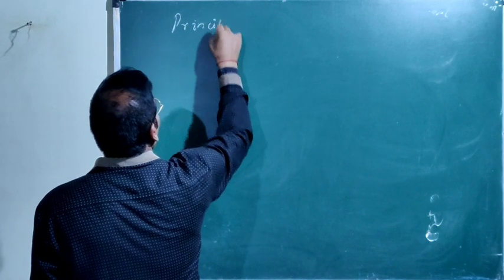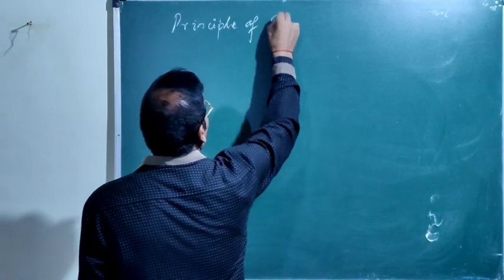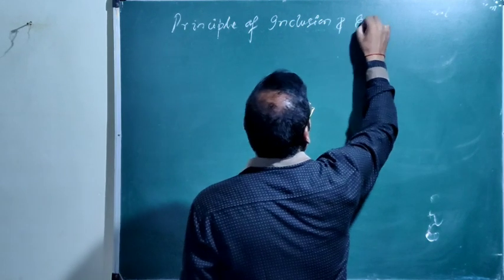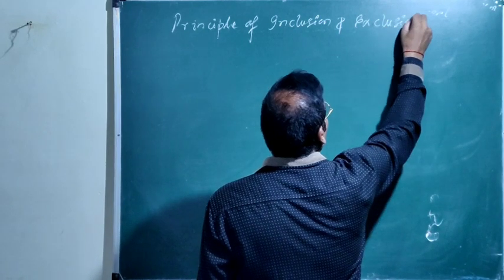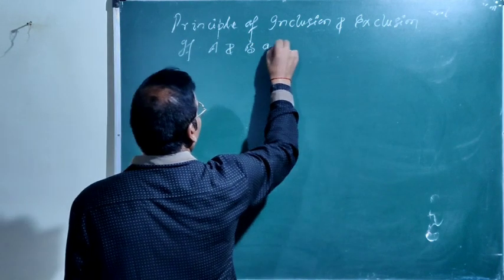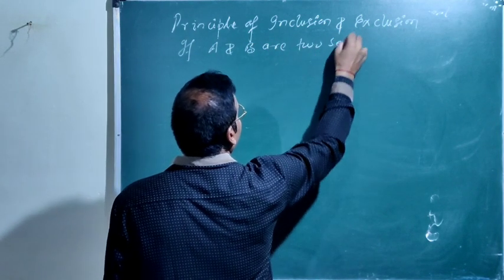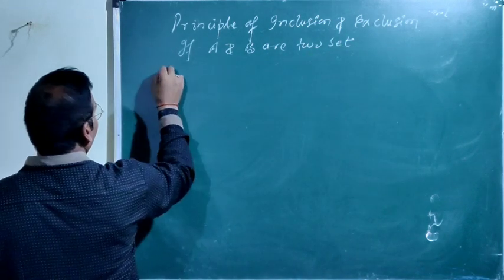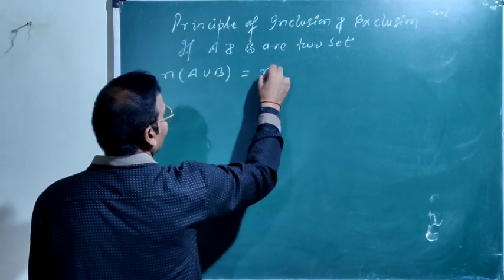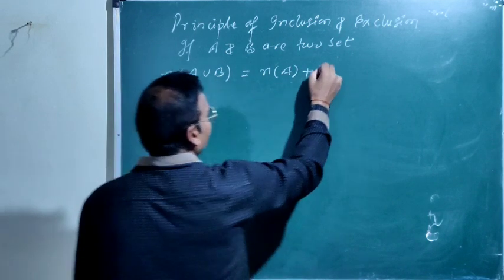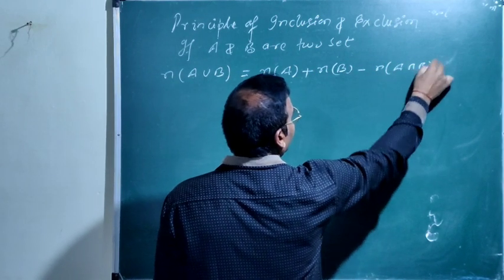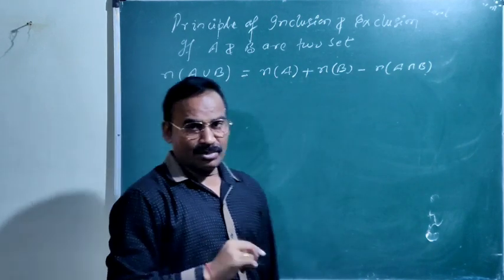Okay, so now the last topic of this chapter is the principle of inclusion and exclusion. If A and B are two non-empty sets, then the number of elements in A union B is equal to the number of A plus the number of B minus the number of A intersection B. This is the formula for two sets.